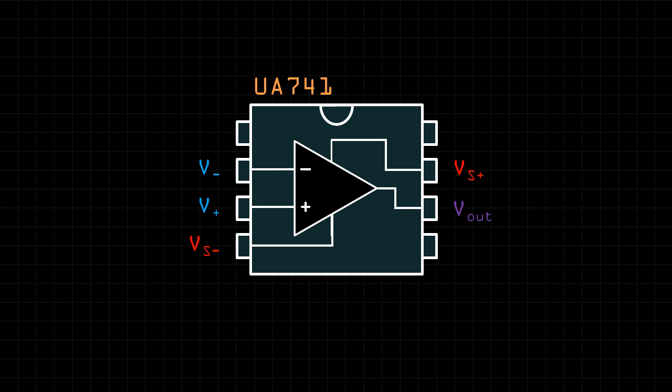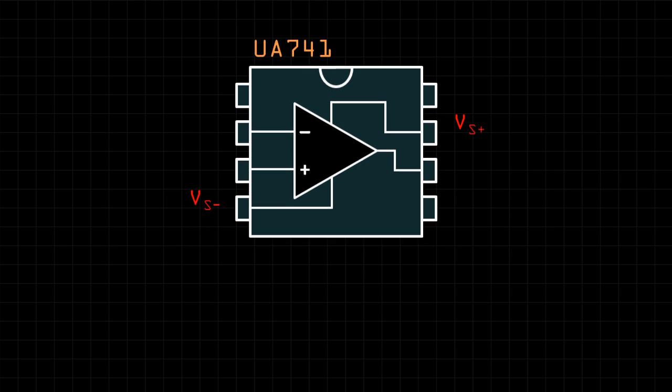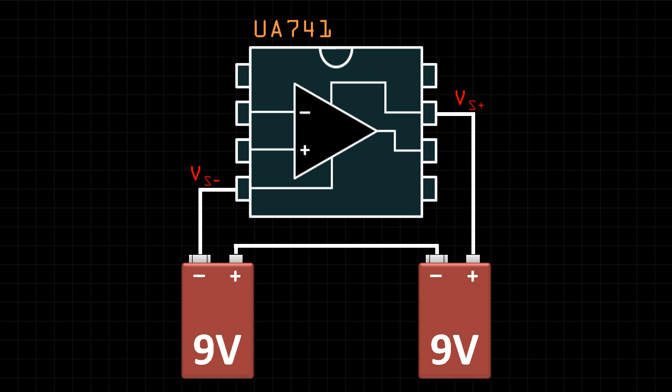The UA741 includes two offset pins to compensate for slight manufacturing asymmetries, which we'll leave unconnected. There's also one pin that is not connected to the op-amp. Note that datasheets will often label pins slightly differently. To provide the positive and negative rails, we can use two 9-volt batteries connected in series. This provides a total of 18 volts, but if we consider the connection between the two batteries to be at 0 volts, or ground, then the power supply's voltage will swing between positive and negative 9 volts. Careful not to connect these backwards, as this will destroy the IC chip.